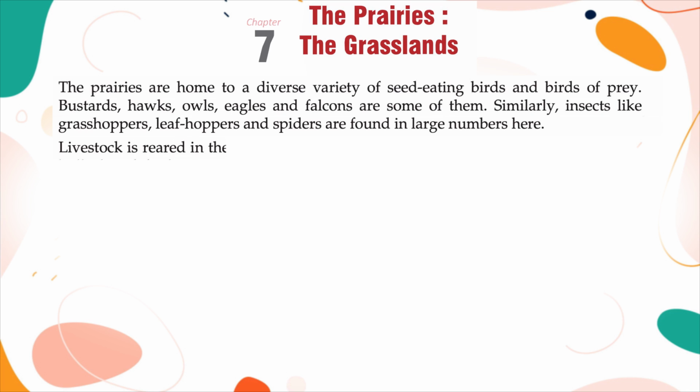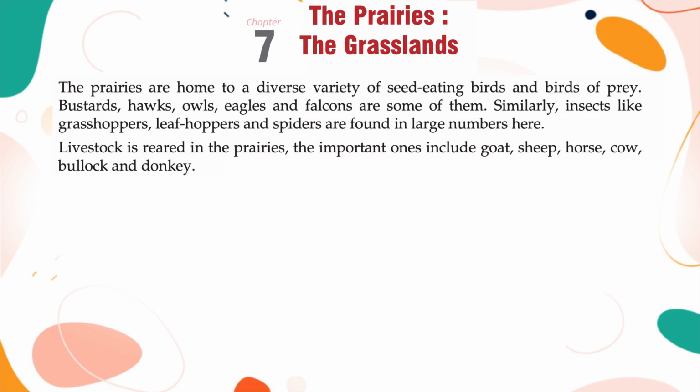Livestock is reared in the prairies. The important ones include goat, sheep, horse, cow, bullock, and donkey.